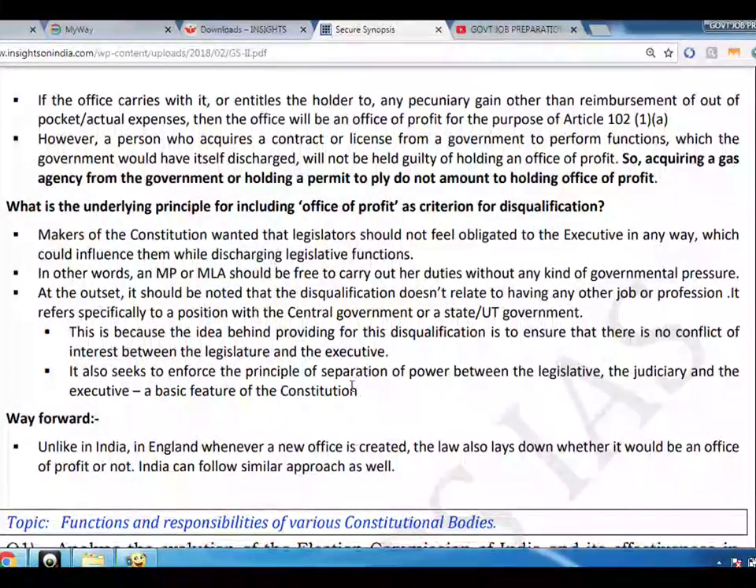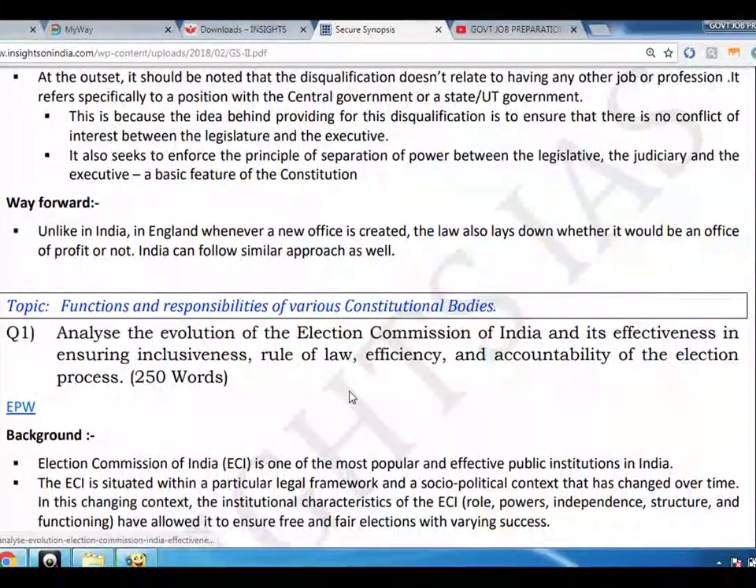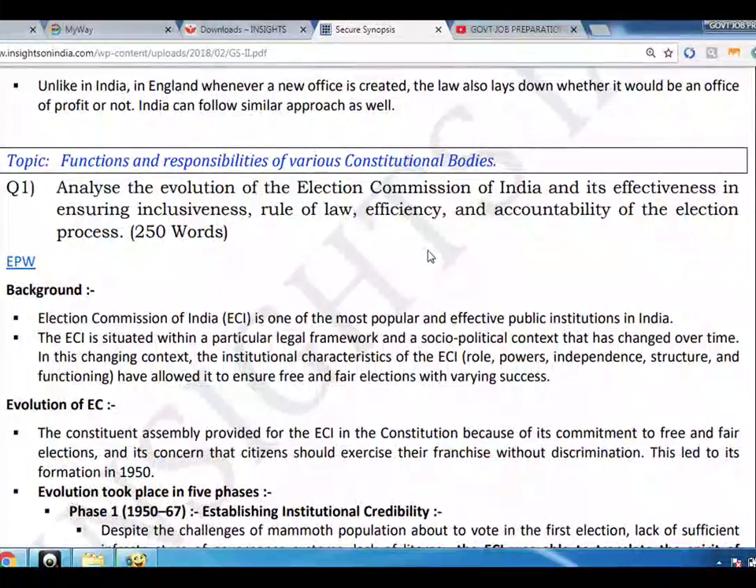Way forward: unlike in India, in England, whenever a new office is created, the law also lays down whether it would be an office of profit or not. India can follow a similar approach as well.